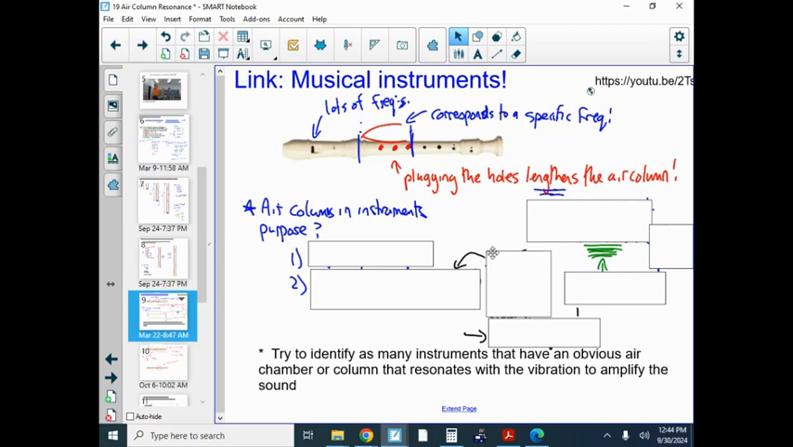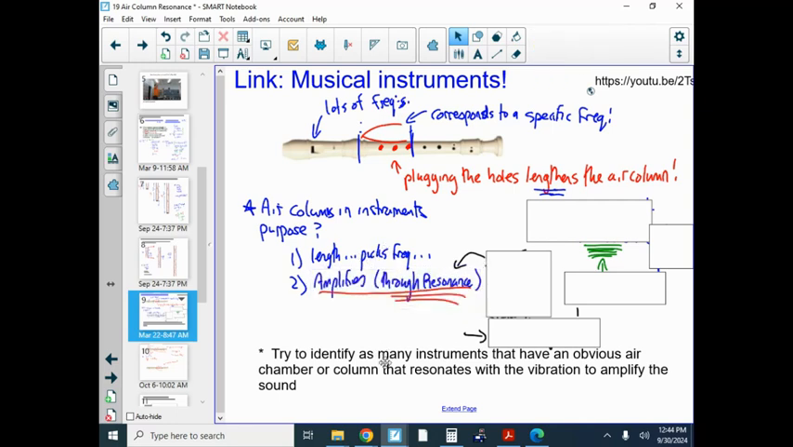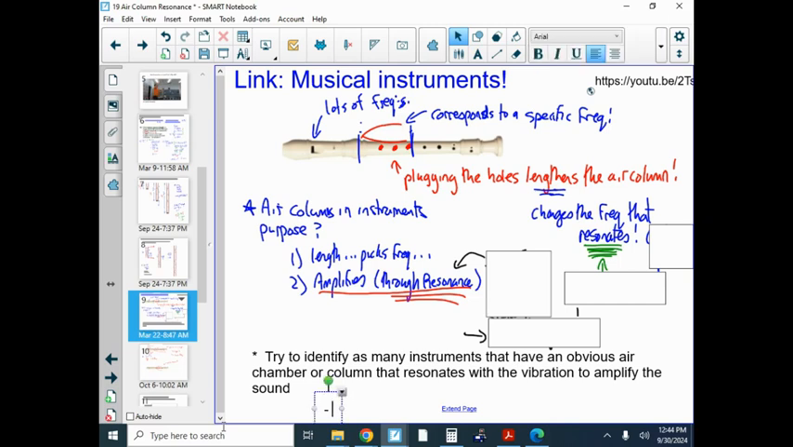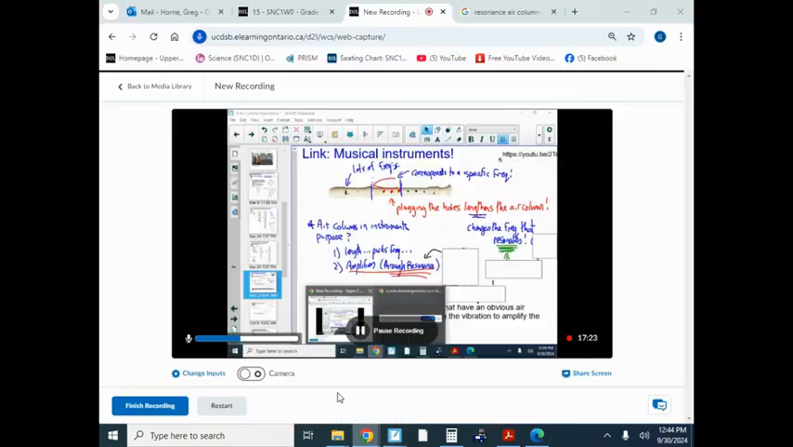Okay? And so plugging the holes lengthens the air column, obviously. And so the purpose is that you determine which frequency is going to get amplified, but really amplifying the sound is a big part of it as well. So picking the frequency in this type of instrument and amplifying it. Some instruments, like an acoustic guitar, for example, aren't picking the frequency that comes from the strings. It's really just about amplification. So just 1 second here.